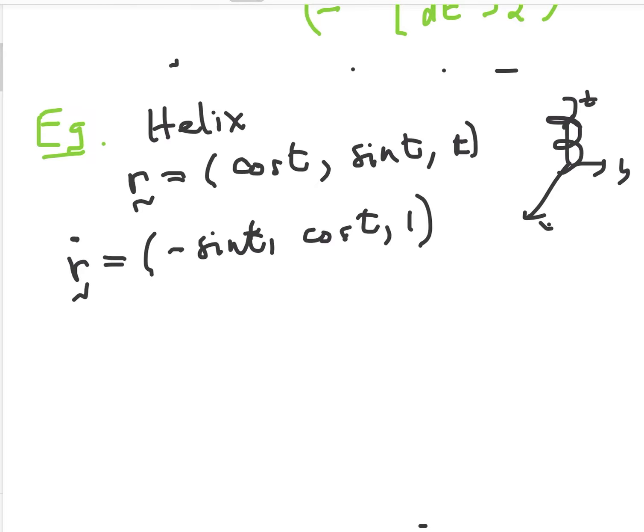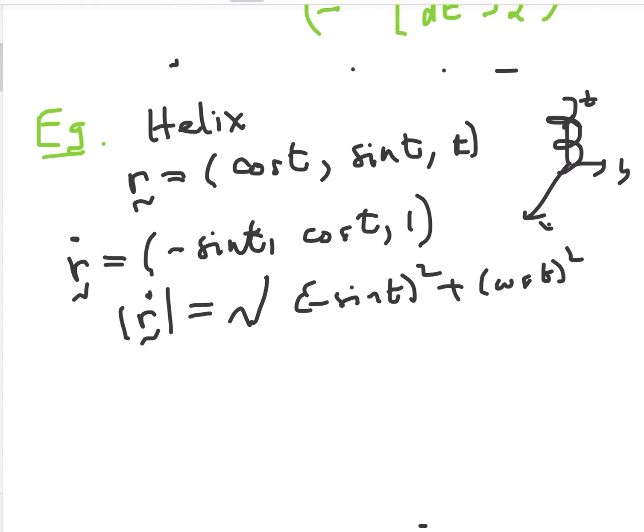The magnitude of vector r dot. That's very simply your usual magnitude of a vector. That is equal to the square root of minus sine squared plus cos squared plus 1. So that's minus sine t squared, in brackets of course, plus cos t squared plus 1 squared. Take the square root of all of that and you end up with a number independent of t. That's purely coincidental. So this is the square root of 2. There we are. That's the magnitude of vector r dot.